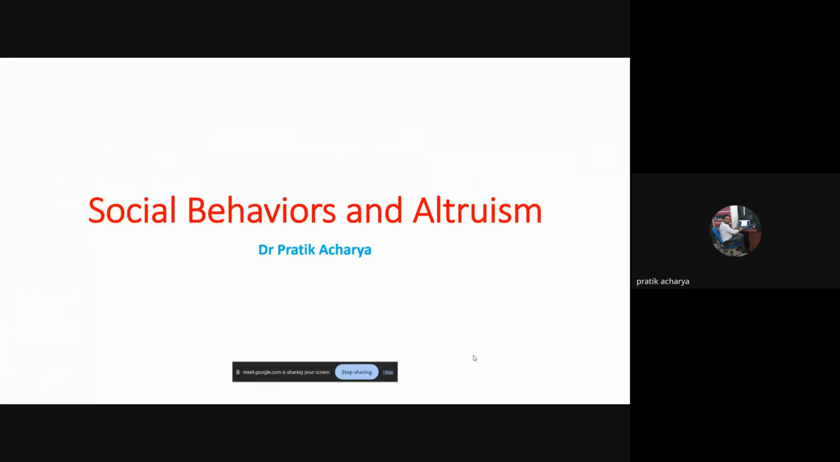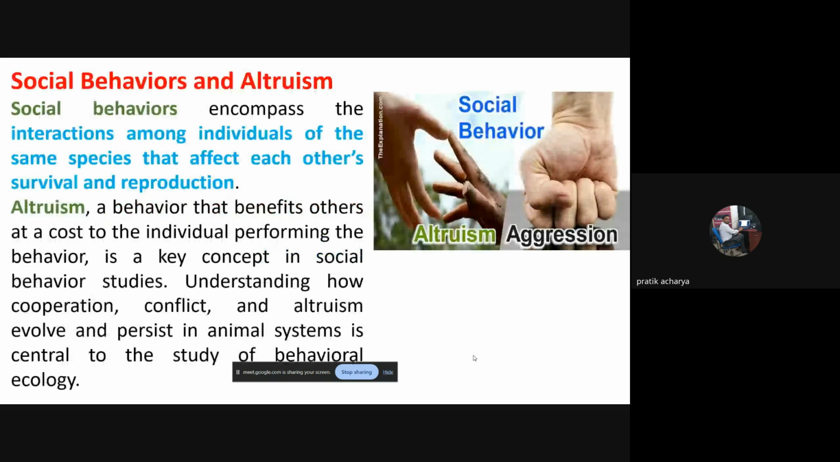The next part is social behavior and altruism. First we will discuss social behavior, which encompasses the interaction among individuals of the same species that affect each other's survival and reproduction. That means interdependency, particularly in a society. If we have interdependency, then it is good for us. That is the main aim of social behavior.